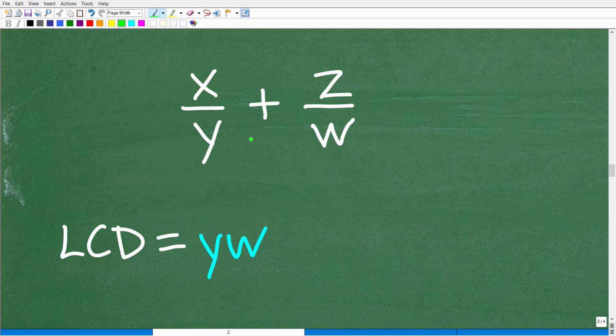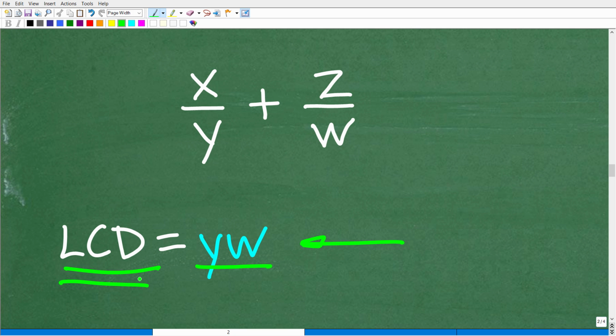All right, so we can't add these fractions because the denominators are different, right? One is y and the other is w. So the LCD here would be yw. Now some of you might be saying, well, how did you get this? Well, that is something that we would need to review when you fully understand how to find the LCD.